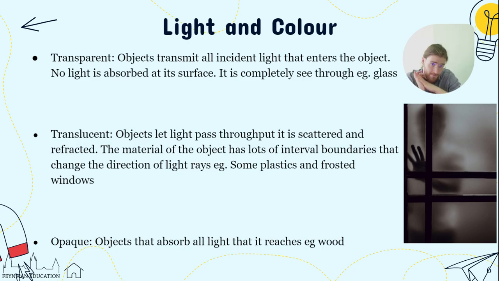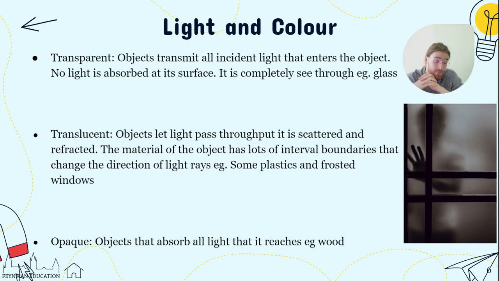Then we get translucent. Translucent objects let light pass through, but they scatter and refract it. The material of the object has lots of internal boundaries that change the direction of the light waves. Some plastics and frosted windows are examples. It's actually really cool as well. If you have the time, go on YouTube and look for the quantum stealth invisibility cloak. Really cool. It refracts the light of an object that's behind it, so it looks like the object isn't there, even though it's allowing light through and the object should be seen.